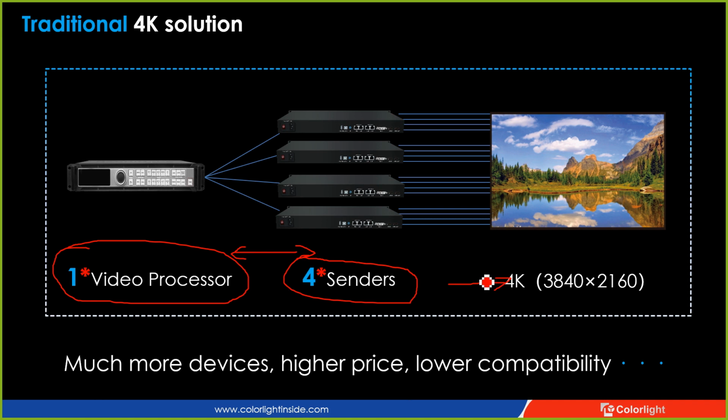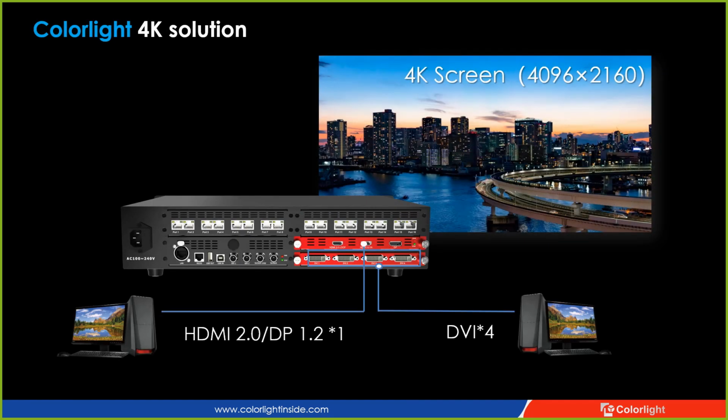Let's see what we can do with the X16. One device to make the 4K LED screen. We provide the HDMI 2.0 and the DP 1.2 or 4x-DVI input. So with the X16, you don't need to buy any more devices than one unit of X16. It makes things easier, and makes troubleshooting much easier than before.